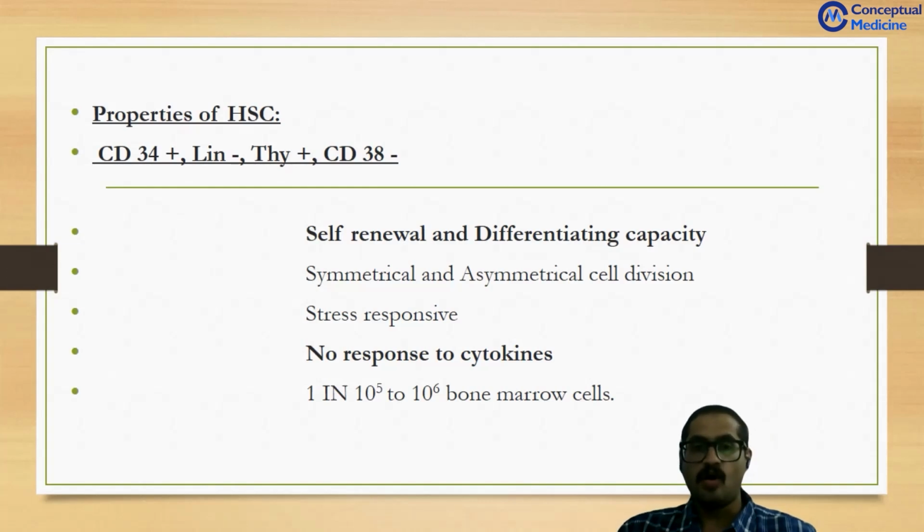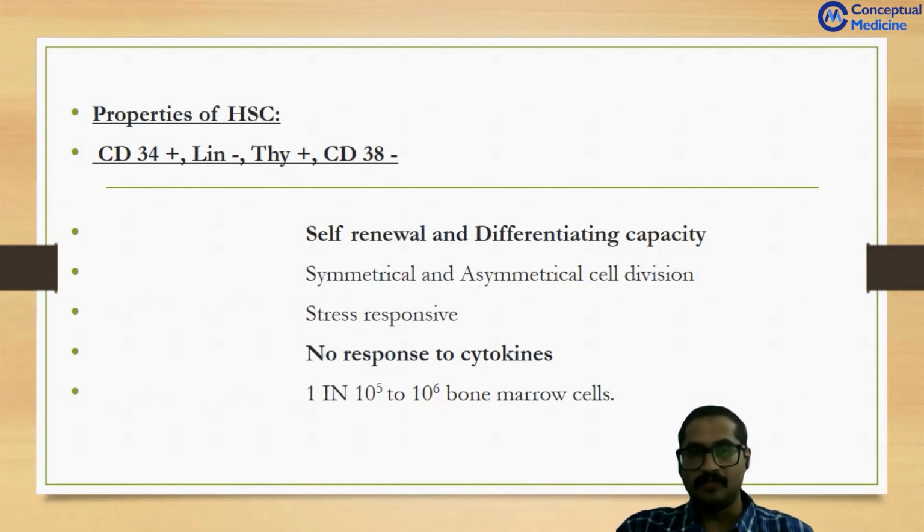Stress responsive in the sense also chemotherapy, radiotherapy, stem cell transplant, all these procedures are stressors. These stresses stimulate the self-renewal and differentiating capacity of hematopoietic stem cells. Stem cells are normally quiescent in nature. What is quiescent? Quiescent in the sense they won't normally respond to any kind of cytokines or chemokines. Only when they undergo stress are they easily triggered by cytokines, for example G-CSF, erythropoietin, thrombopoietin. These are various cytokines which are helpful in erythropoiesis, thrombopoiesis, and granulopoiesis.